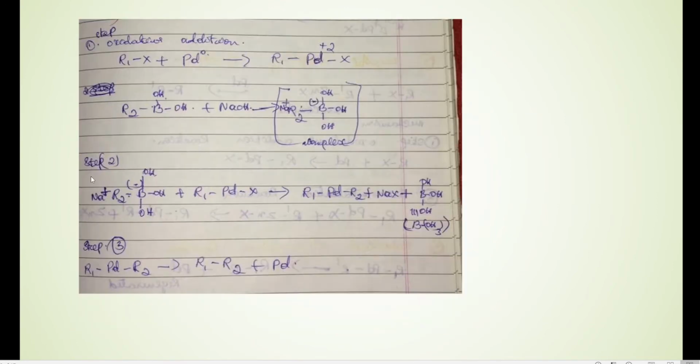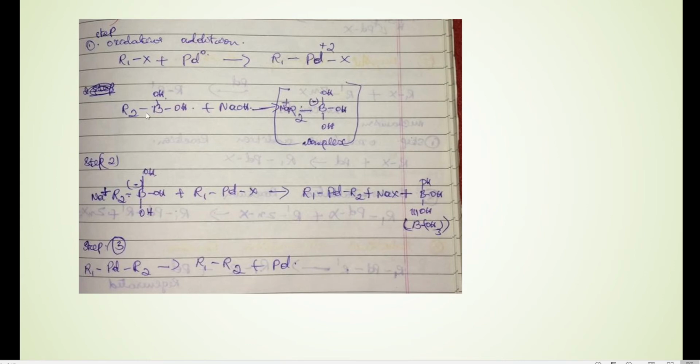So here you can see, to RX, the halide compound, we are adding palladium. This was used as a catalyst. The palladium was in oxidation state 0, and when we add this palladium to RX, the halide compound, it forms a species together, that is R'PdX. So palladium gets added here, and now the oxidation state of palladium changes from 0 to +2.